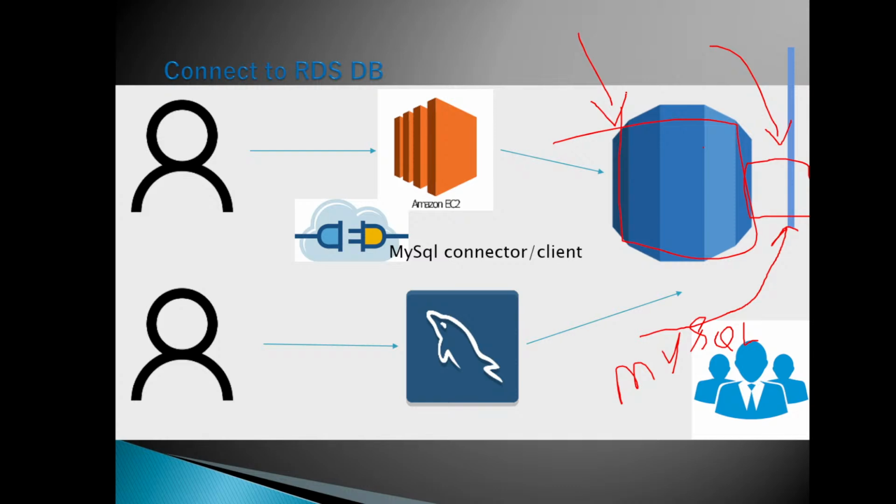In RDS, we will not be able to log in into the EC2 machine. So operation or maintenance of the underlying hardware, underlying OS, it is not given to us. We cannot do it. It is managed by Amazon. It is totally managed by Amazon. Clear?